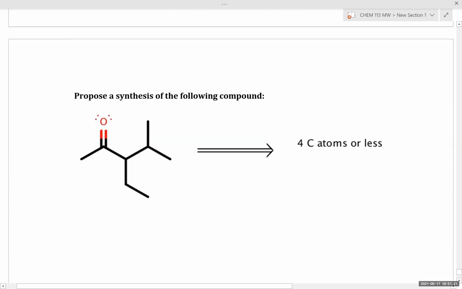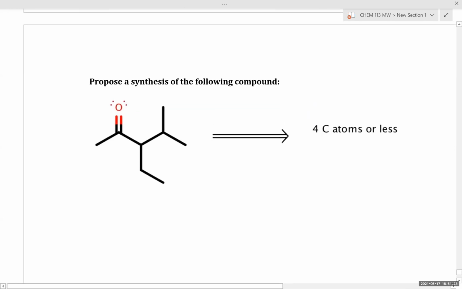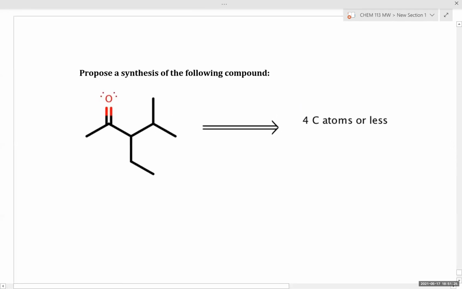Okay, so let's do one more, just to make sure we're comfortable with this. How would we propose a synthesis of the following compound from molecules containing 4 carbon atoms or less? And this time the 4 carbon atom rule is a hard limitation. So make sure your starting materials have 4 carbons or less.